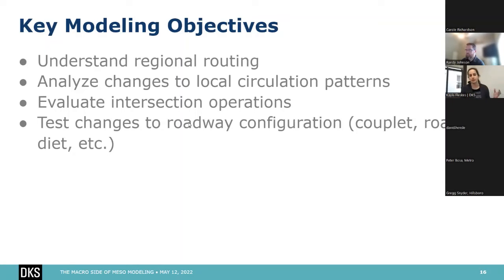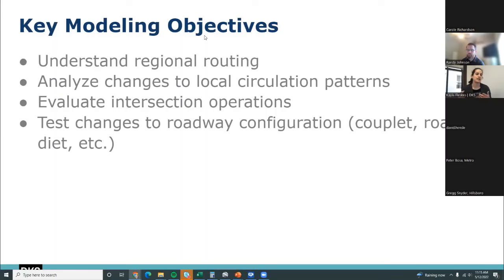So some of the key objectives that we were really trying to understand, and why we wanted to use this multi-resolution approach, is that we're really trying to understand the regional routing aspect of it, right? So if we have all these regional trips going through downtown Hillsboro, are there opportunities to have those regional trips off of the downtown facilities?